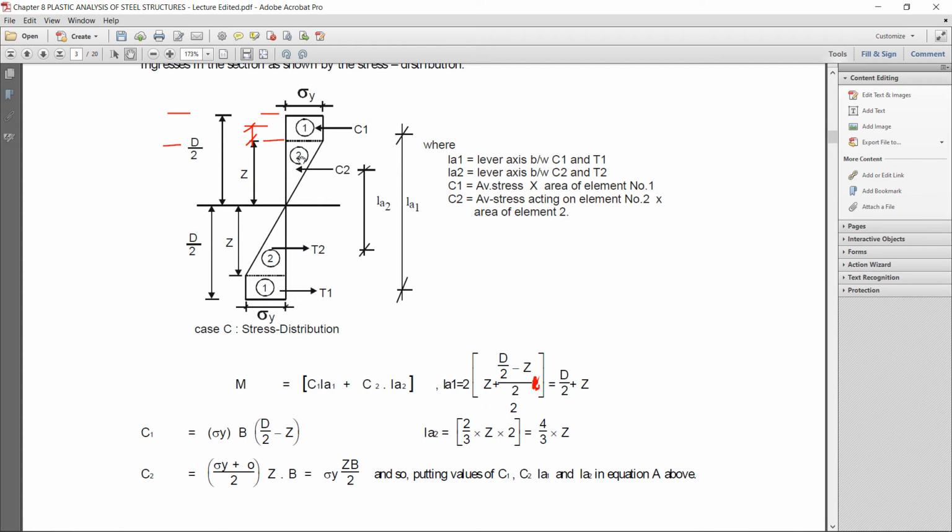And C2 for the elastic section force, okay. So here at the center the stress is 0, and at this point it is sigma y. So the average stress is sigma y plus 0 divided by 2, then multiplied by the area. Area is width into depth, where width is the width of the section and depth of the elastic portion is z. So stress into area gives us C2. Now we have C1, C2, LA1, LA2, and we will put them in the moment equation.